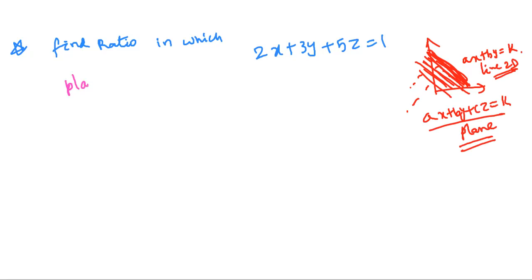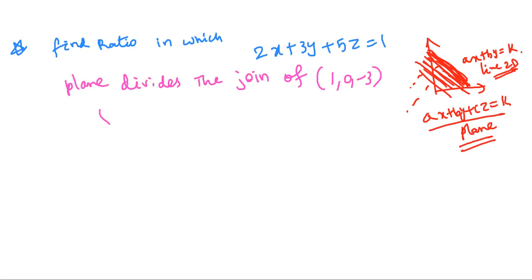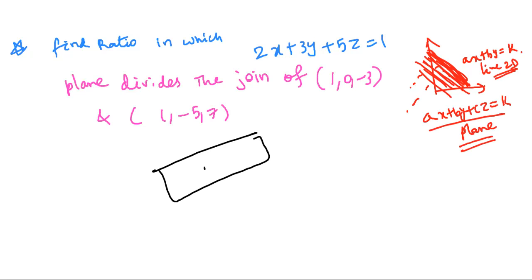So I must say this plane divides the join of, say, (1, 0, -3) and (1, -5, 7). Effectively, what I am asking, there is this plane. Okay, first check that these points are not on the plane. 2, 0, 1. They are not satisfying, so they don't lie on the plane.